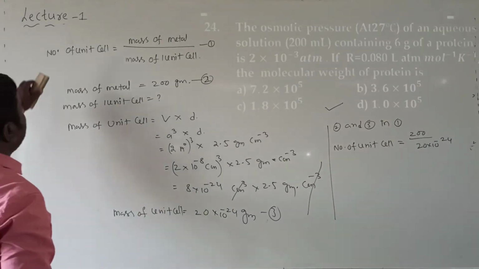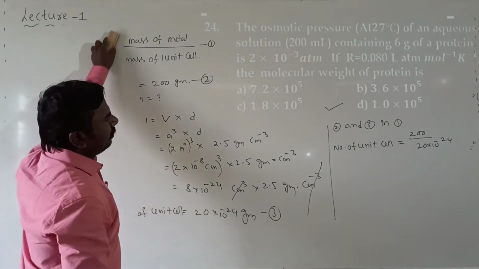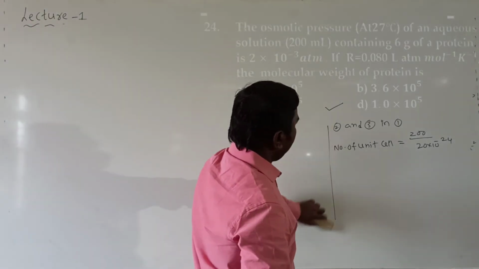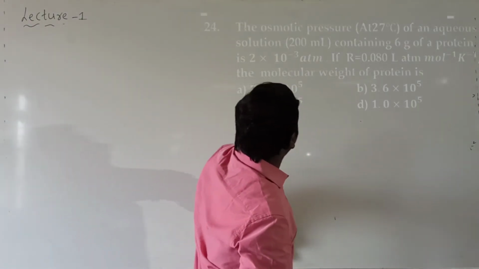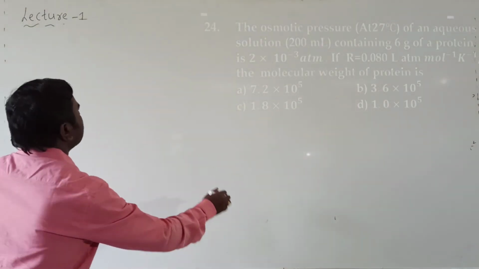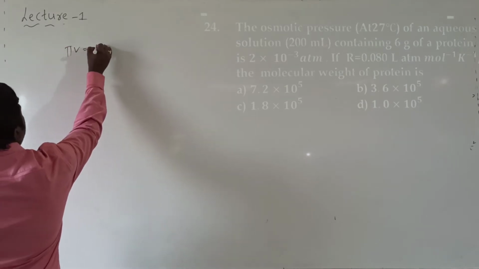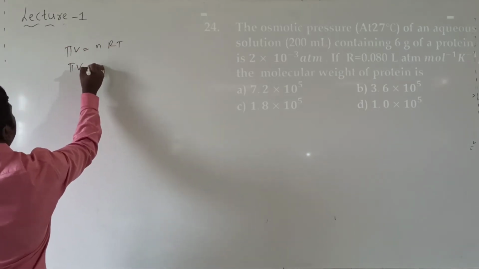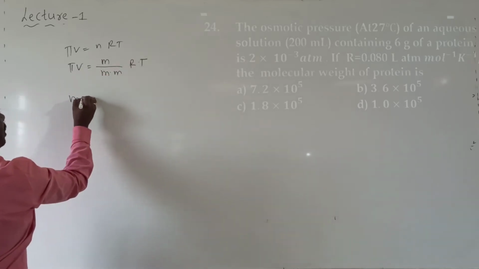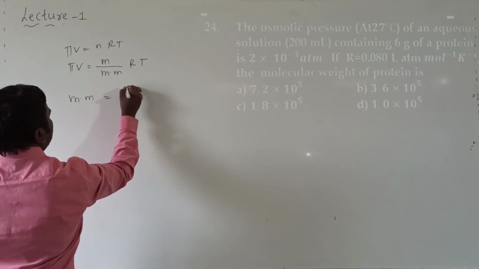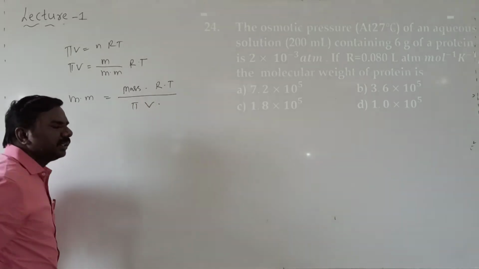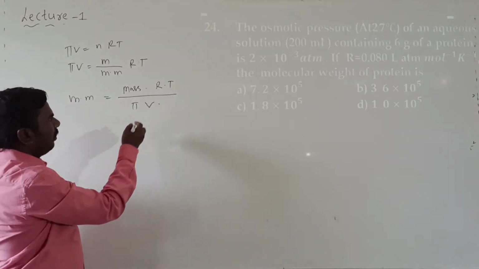Next, osmotic pressure is given, mass given, volume given, and R also given, and you need to calculate the molar mass of a protein. So for molar mass, you have to consider pi V equal to nRT. Pi V equal to mass by molar mass into RT. Molar mass equal to mass into RT by pi into V. Clear? So I will substitute all values.